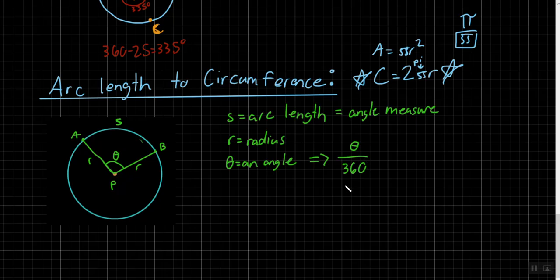I'm going to keep using theta. I like theta. Okay? So my arc length is a part of my circumference, right? Yeah? Okay. So, S is part of my circumference, which is 2 pi r. I'm going to set these two equal to each other.